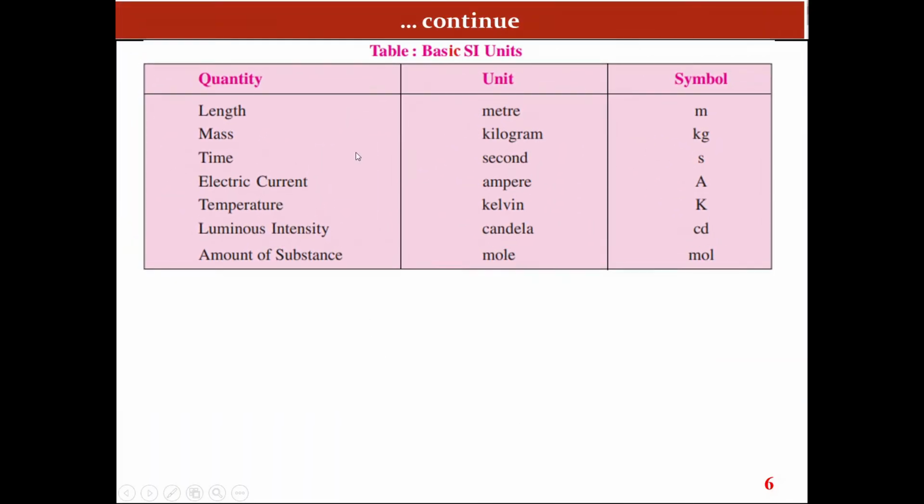This is the table which has the 7 fundamental physical quantities: length, mass, time, electric current, temperature, luminosity, and amount of substance are included under the 7 fundamental physical quantities, and these are the units. The first one is meter, the second one is kilogram, the third one is second, and ampere, Kelvin for temperature, candela for luminous intensity, and mole for amount of substance. So these are the symbols.